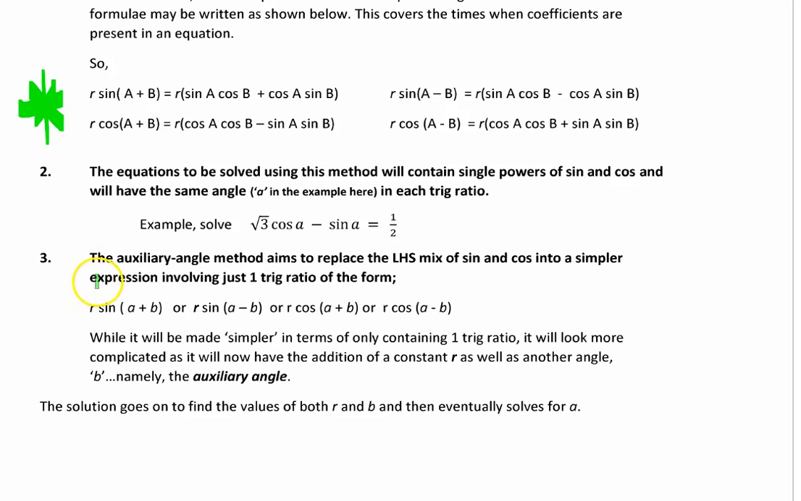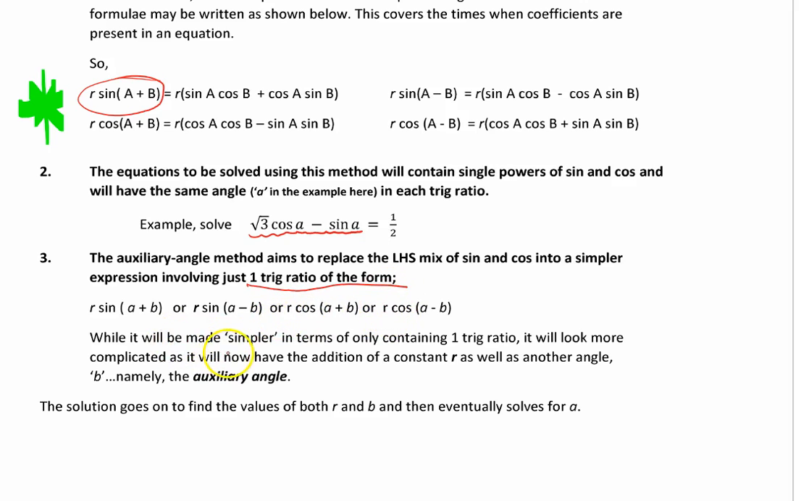And like it says here in point 3, the aim of the auxiliary method is to replace this, which has 2 trig ratios in it, with something simpler like this. So we are going to replace the left-hand side mix of sines and cos into a simpler expression just involving 1 trig ratio. I think you've seen that before as well. And we know the advantage of only having 1 trig ratio.